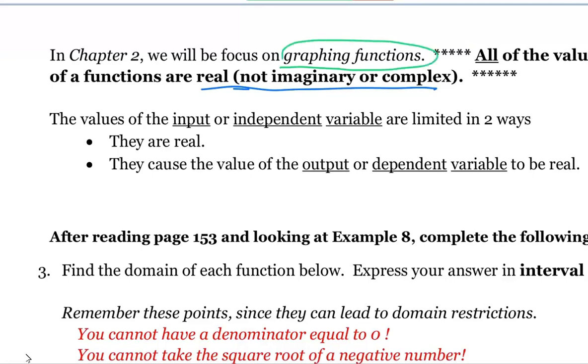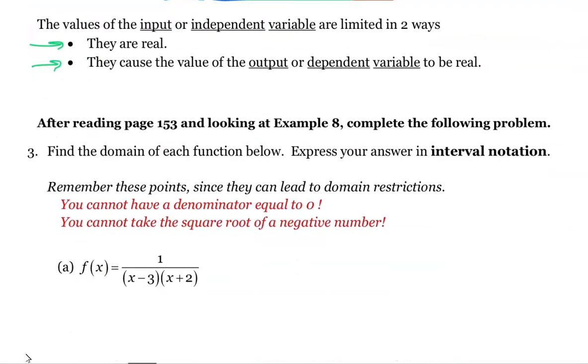So since we're going to focus on graphing, you cannot graph imaginary numbers, so therefore we will not have any imaginary or complex numbers. Okay, so all of our input or independent variables are limited in these two ways. They have to be real, and therefore they have to cause the value of the output to be real. Everything's real, everything's plottable.